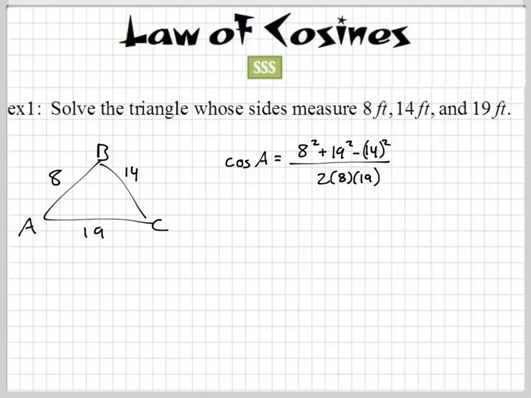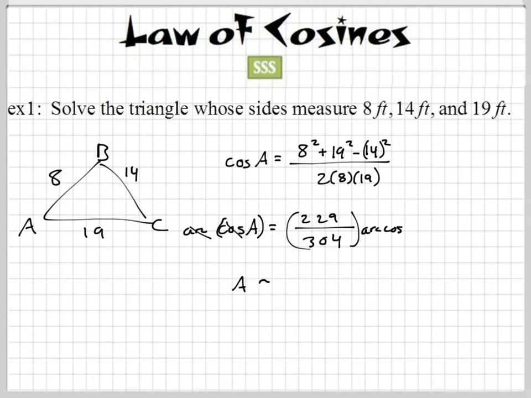You guys got that? Okay. Simplify this. Okay, check me if I'm wrong. 229 is your numerator. And what's the denominator? 2 times 8 times 19. What is it? 304. Okay, how do I get the cosine or the A alone? You arc cosine it. So we're going to arc cosine both sides. And that's going to cancel out the cosine, and we have to arc cosine this. So A would equal approximately whatever you get when you arc cosine this fraction right here.